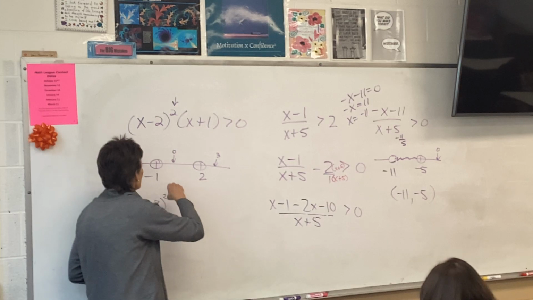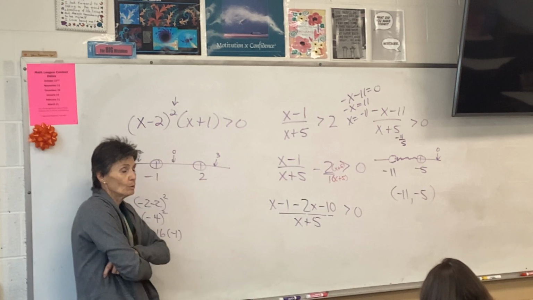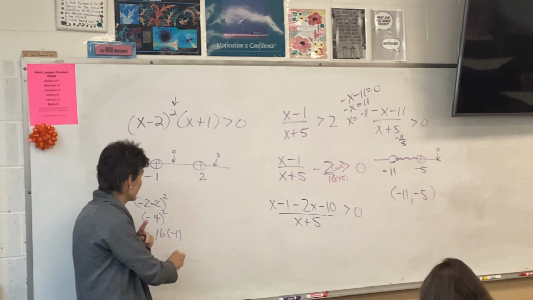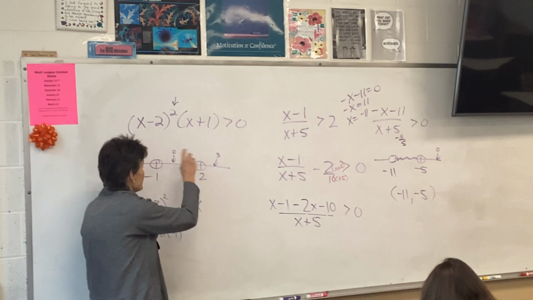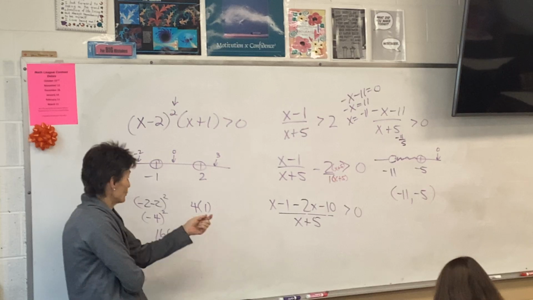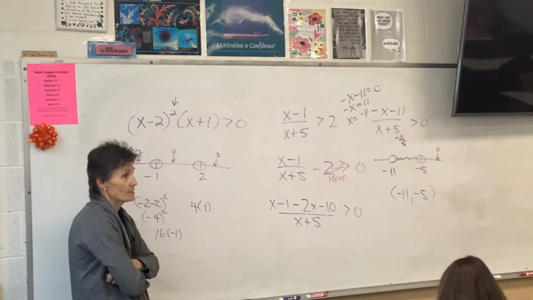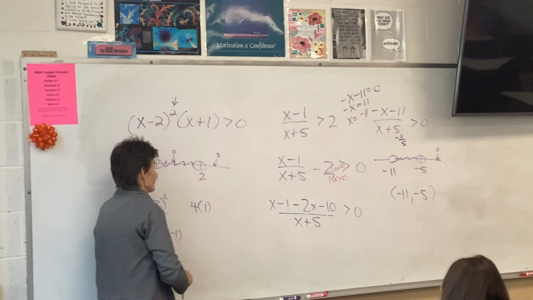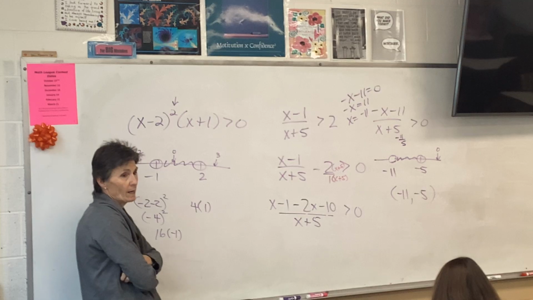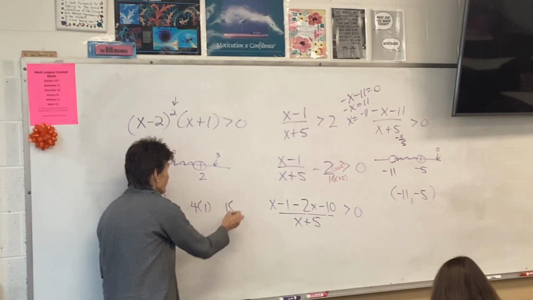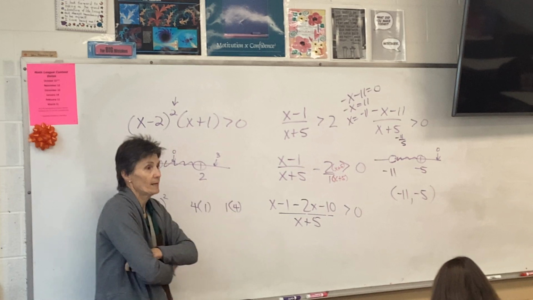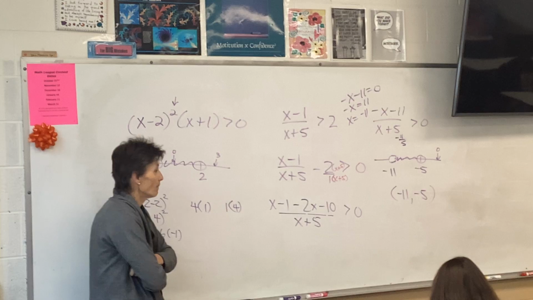All right, let's try 0. 0 minus 2 is -2, but squared is 4. 0 plus 1 is 1. Do those multiply together to be bigger than 0? Yep. 3. 3 minus 2 is 1. Squared is 1. 3 plus 1 is 4. Those two times each other end up bigger than 0. Yes. Yep.